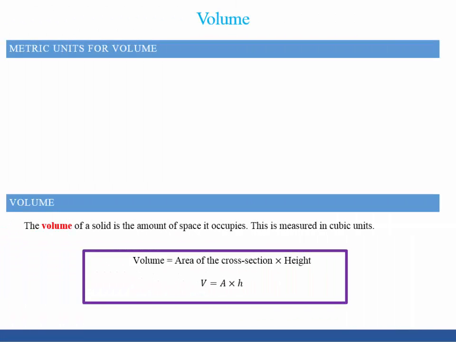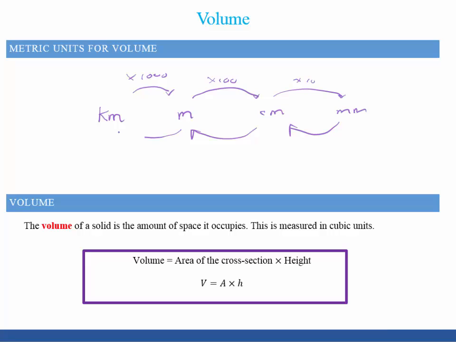So what we're going to be looking at today is volume. And the first thing I would like you to be able to do is to do all your metric conversions for volume. So what you already know about is your normal length conversions: kilometers, meters, centimeters and millimeters. And you know that the way we normally do this is we multiply by 1,000, by 100, by 10, and so on. Going back the other way, it's all divisions.